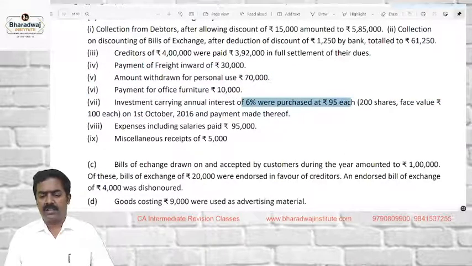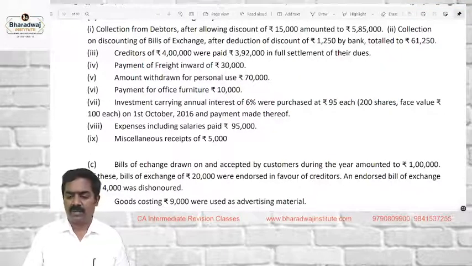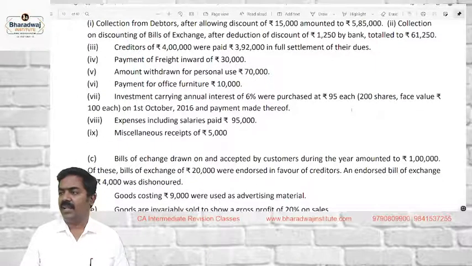But it's a confusing statement. I do not know how shares will have an interest. I hope it should have been debentures. Maybe that means it was typed wrongly. And they have not given any collections and payments of money.